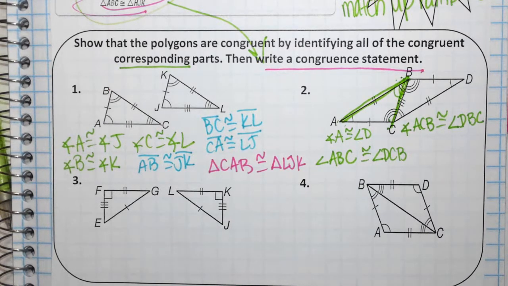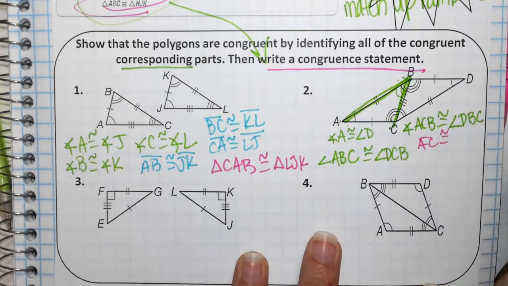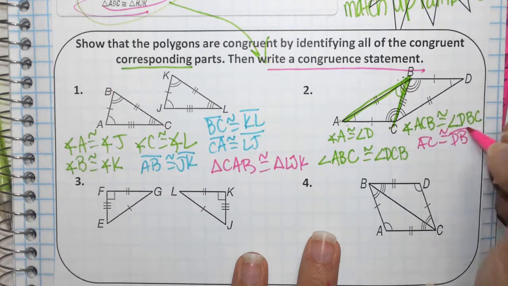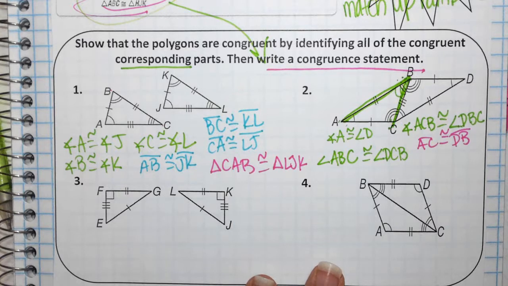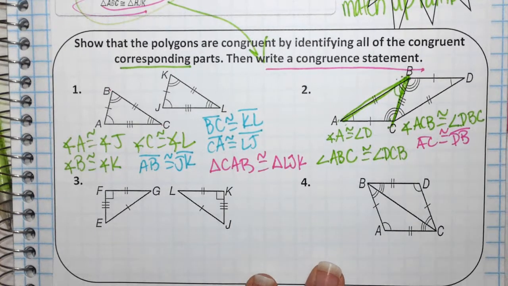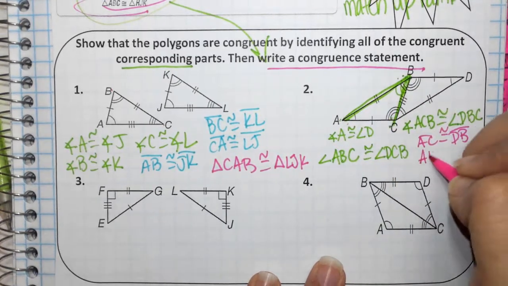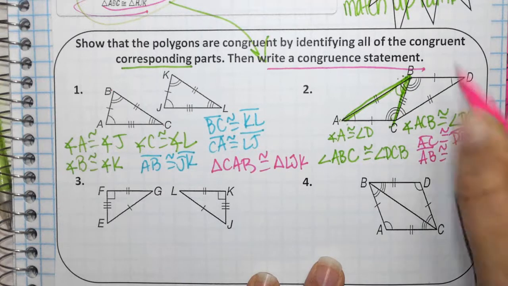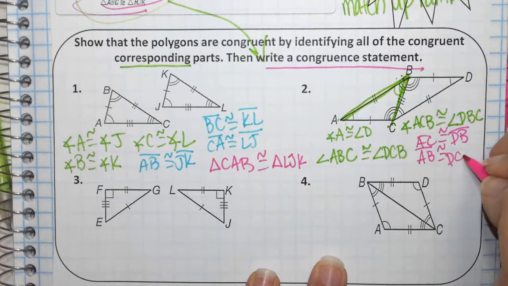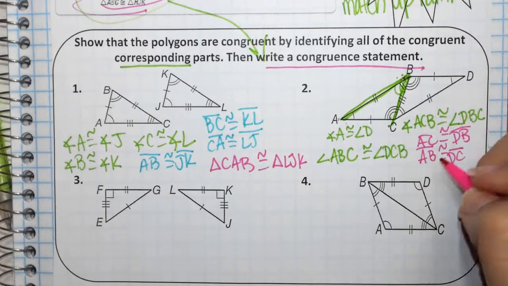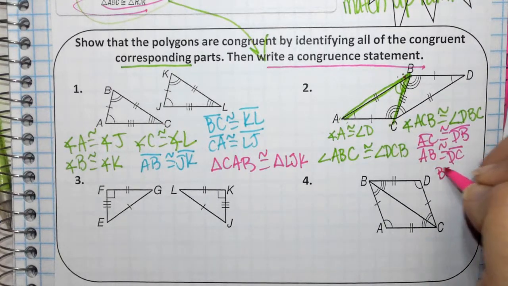Alright, now we need to do our tick marks. AC is congruent to which one? I went 1, 3, so what's that congruent to? DB, go 1, 3. How many sides are there of a triangle? Alright, now let's do AB. What is AB congruent to? I went 1, 2, so what am I going to do over here? DC, good. Take a point. And our last one, BC, is congruent to CB.